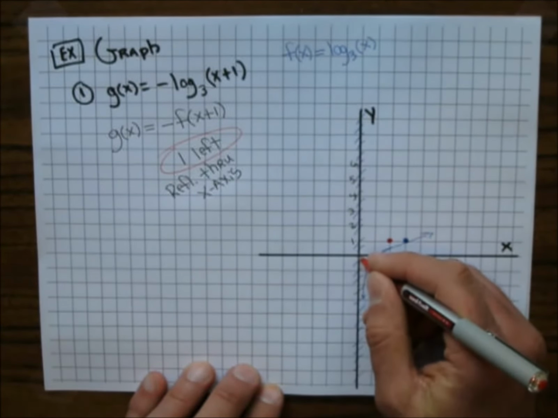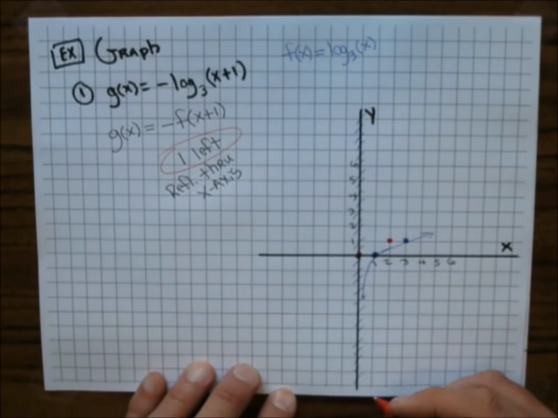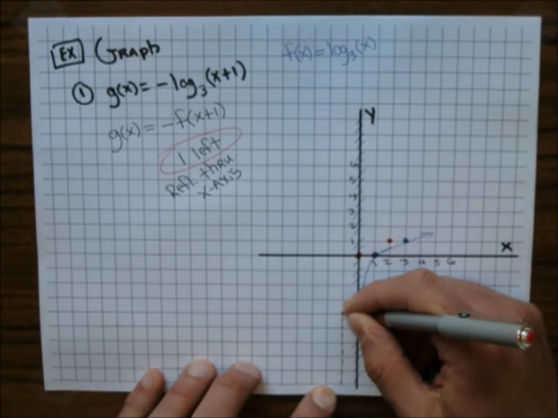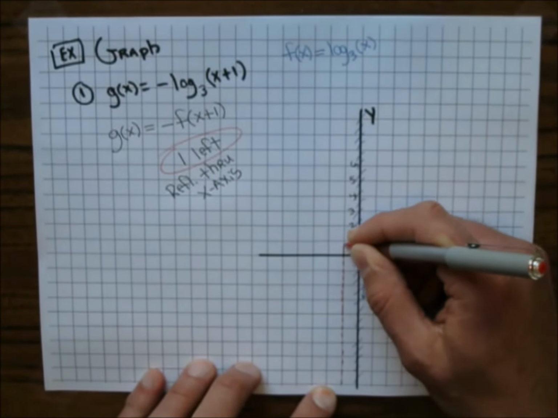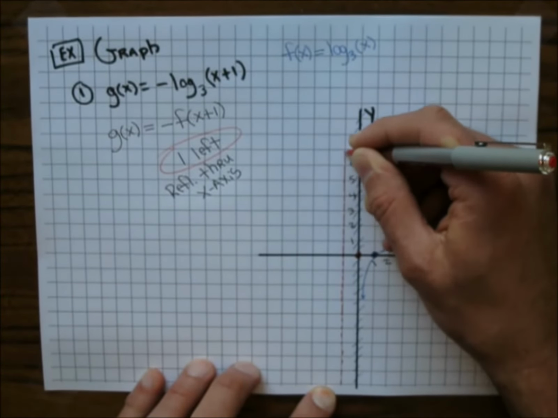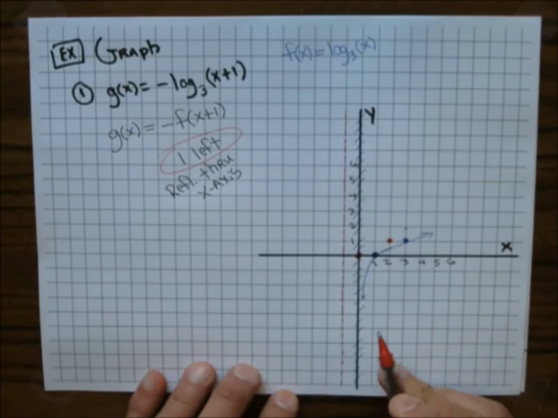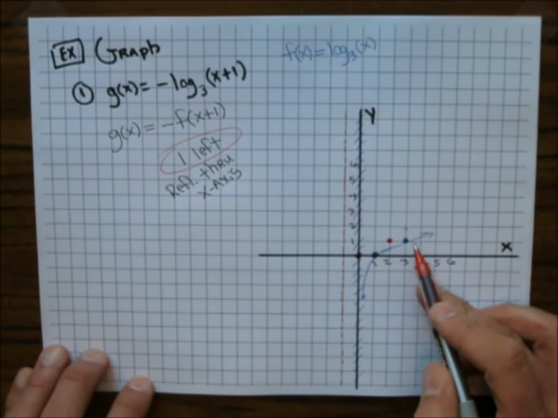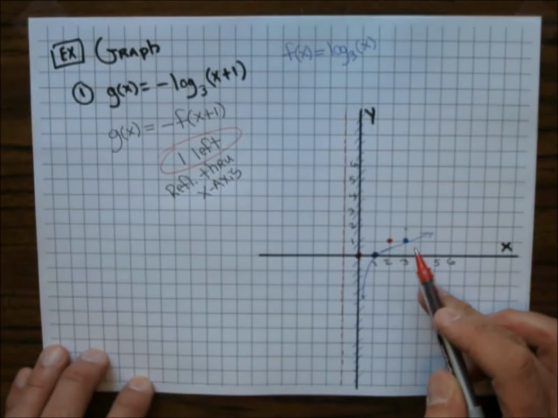This guy right here goes 1 to the left, and the wall actually gets moved one to the left. So if we had to draw this intermediate graph, it would look just like the blue graph, but shifted 1 to the left.